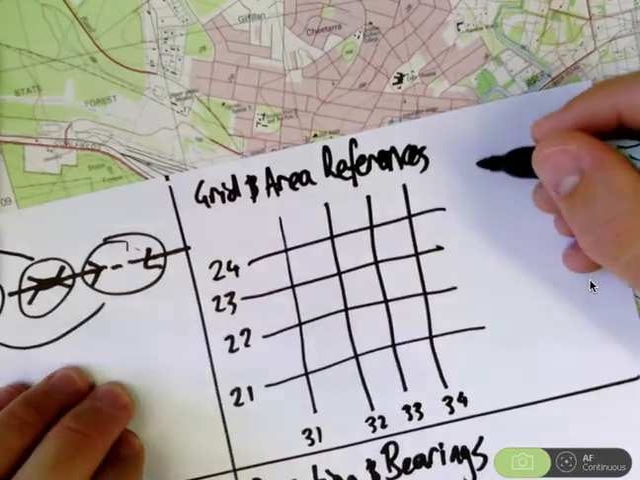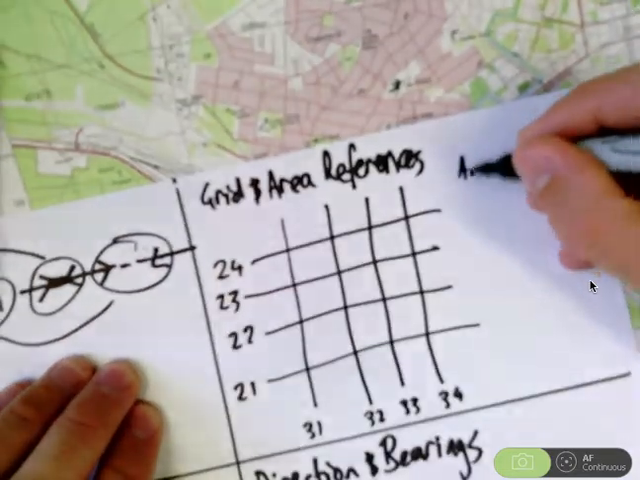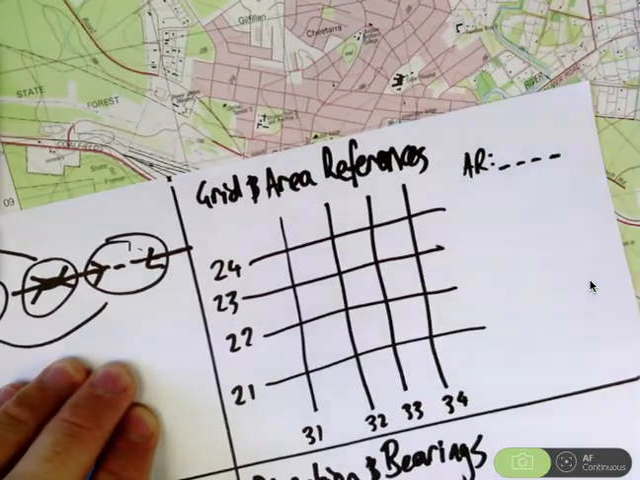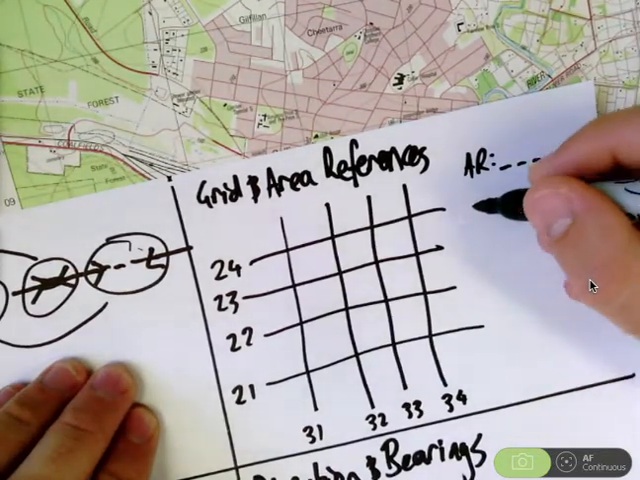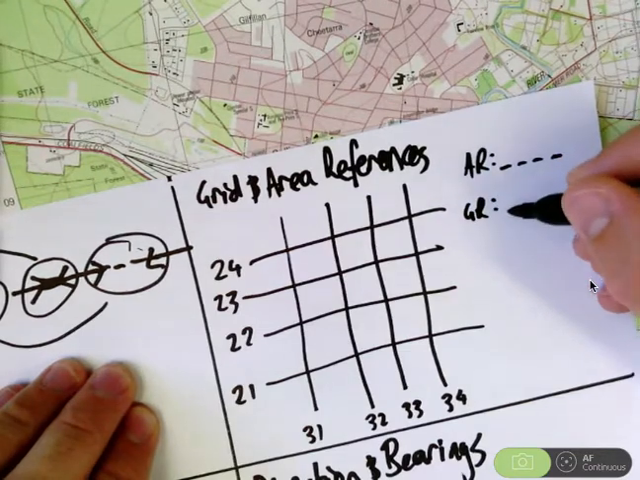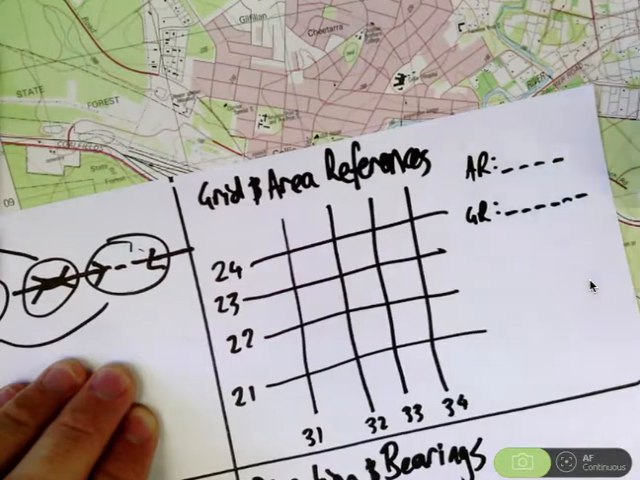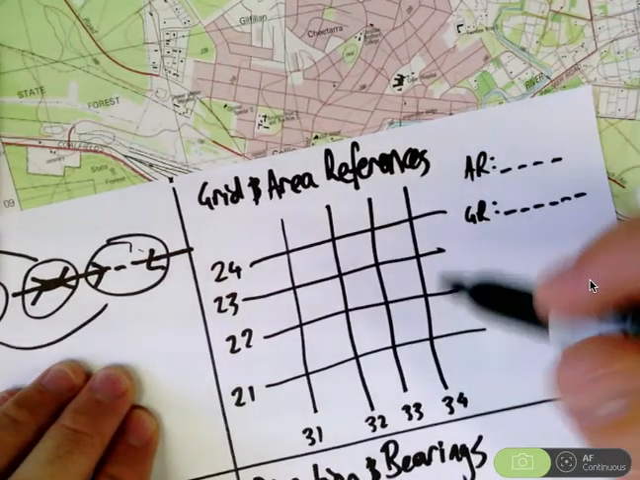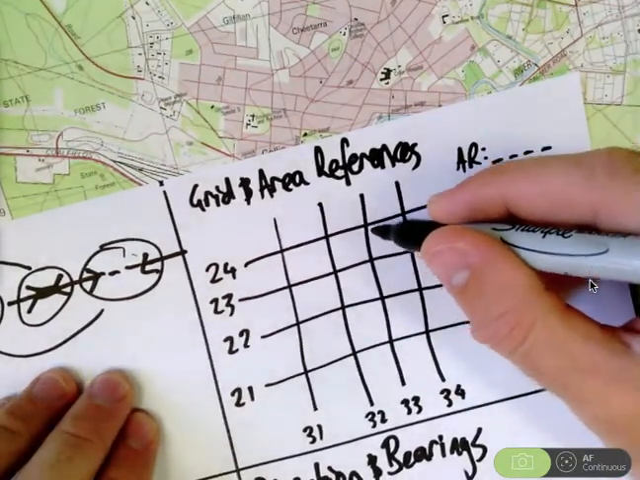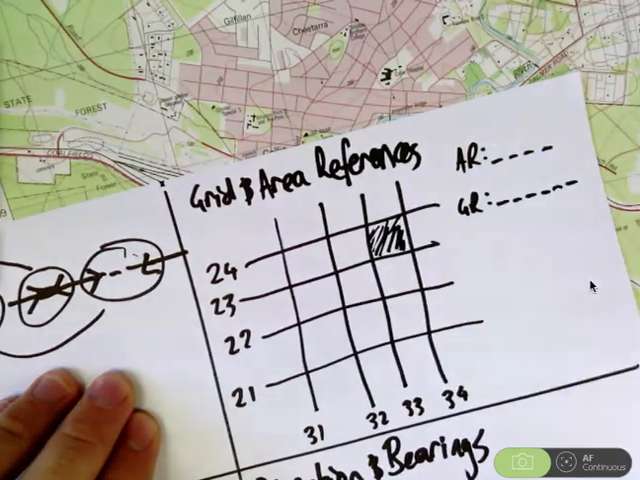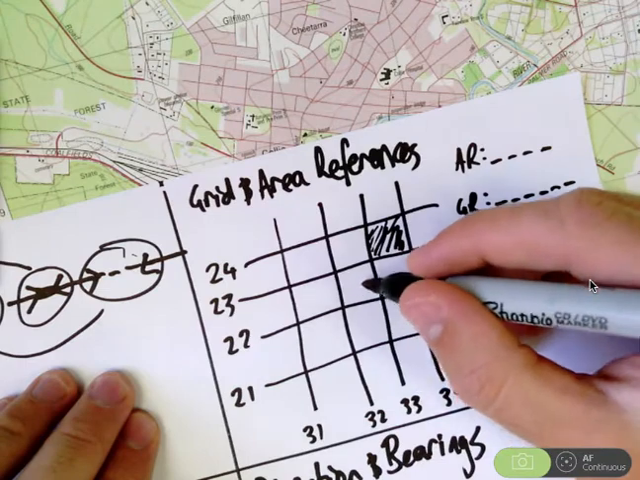Okay. An area reference is a 4-digit number. Okay, a grid reference is a 6-digit number. So area reference refers to a whole area. Okay, for example, this block. A grid reference refers to a single point.